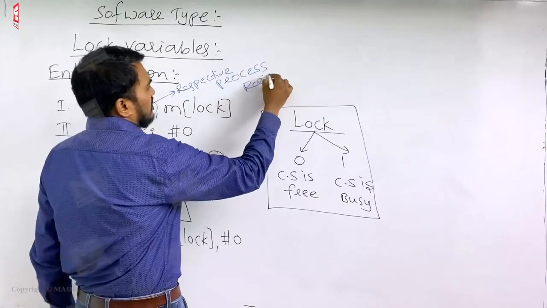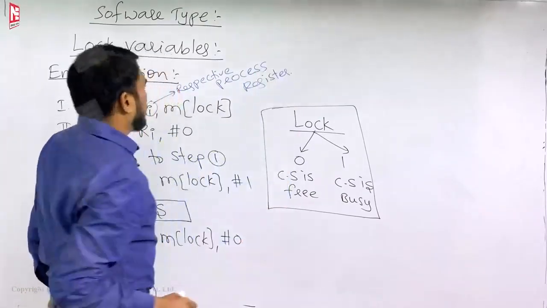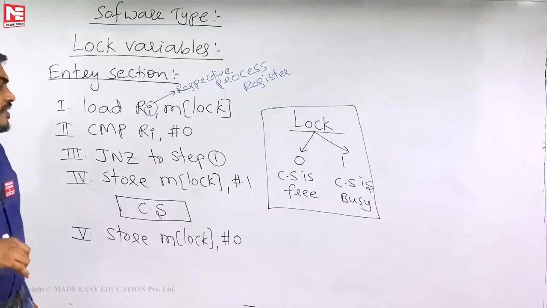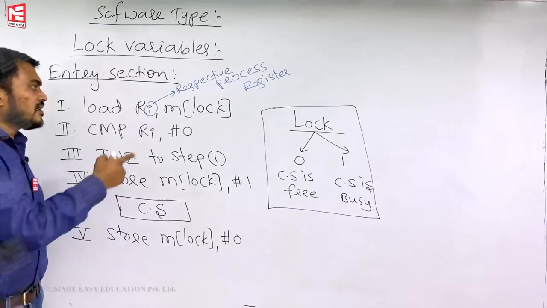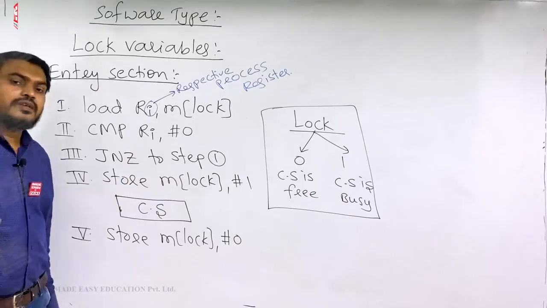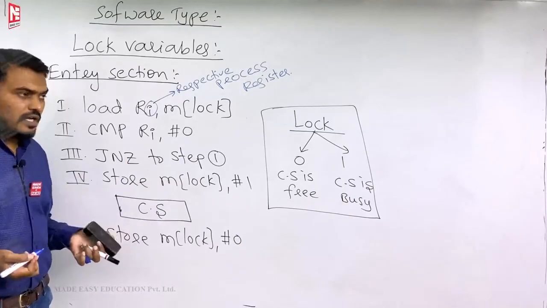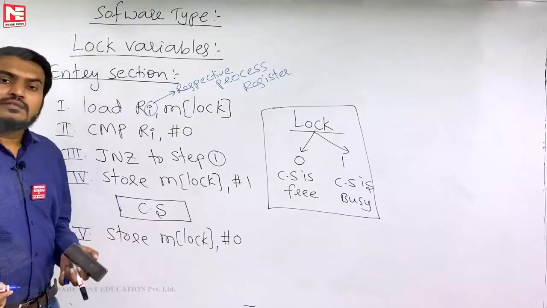Respective process register. So I told you already, respective process register. It means every process will have its own register. So if you take process P1, you have to take it as R1. If you take P2, you have to take it as R2. So every process will have its own register.